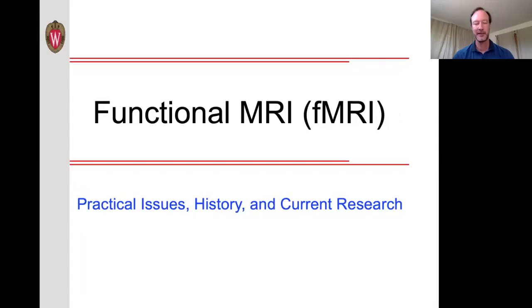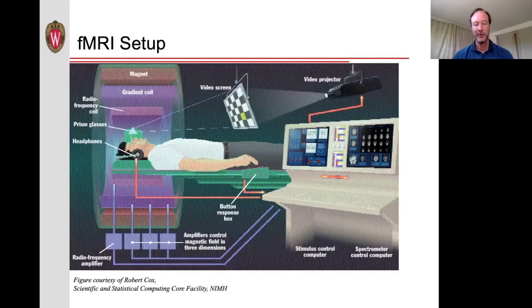In this lecture, let us look at some practical issues related to fMRI, the history of fMRI, and some current research topics. With functional MRI, we're generally trying to observe the brain function, and so there's a bit more complicated setups. So for example, we have a video screen where the person can, by looking up, be able to see things on the screen. We can have them do particular tasks from that.